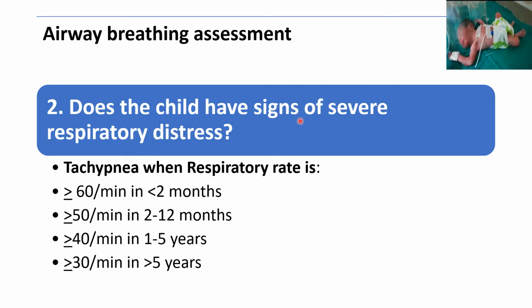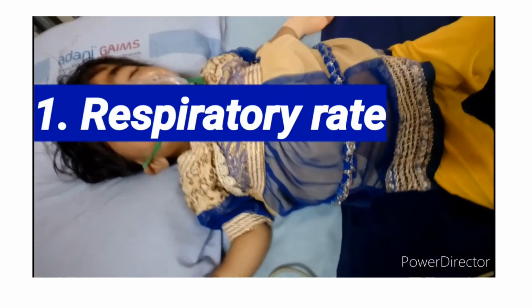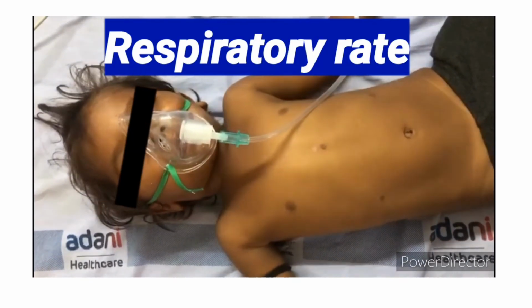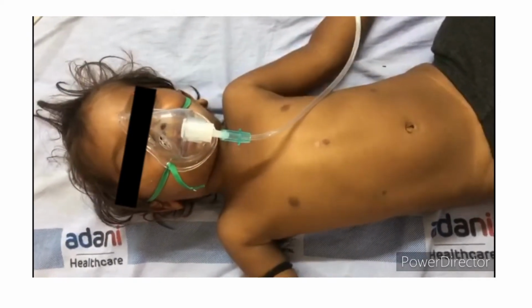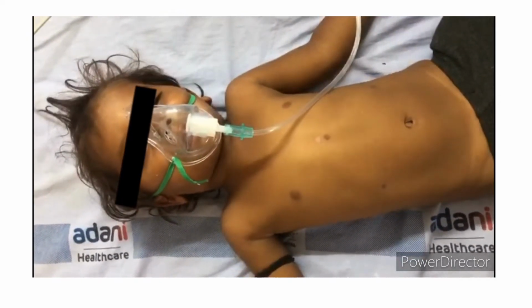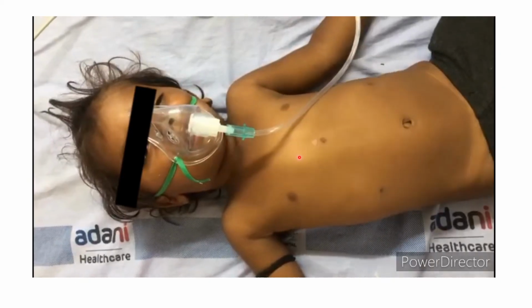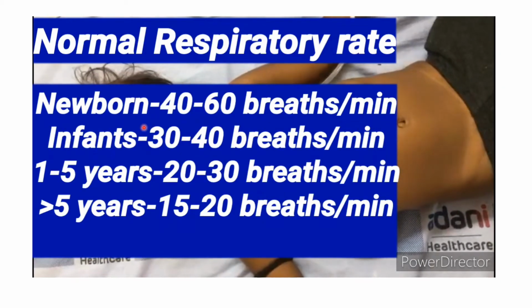So in this we have to calculate the respiratory rate, and according to the respiratory rate we have to label whether the child is having normal respiration or tachypnea or bradypnea. So in the video I will show you how to calculate the respiratory rate, and how to label tachypnea, bradypnea or apnea. So we have to calculate the respiratory rate for a full 1 minute. We have to remove the cloth from the chest, and for a full 1 minute chest rise should be counted, and this is the respiratory rate.